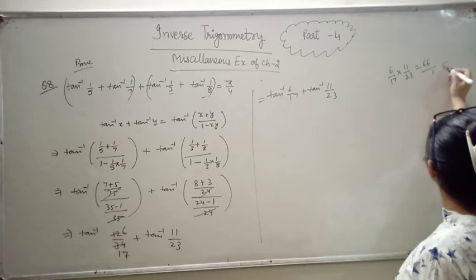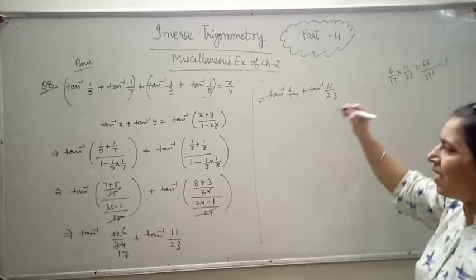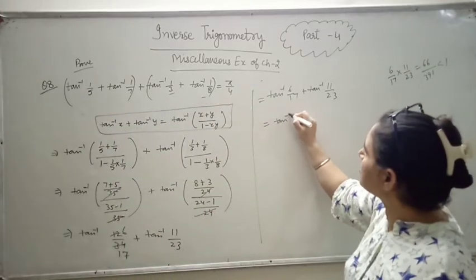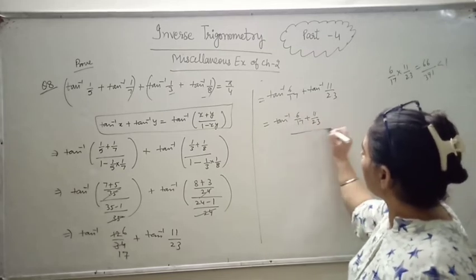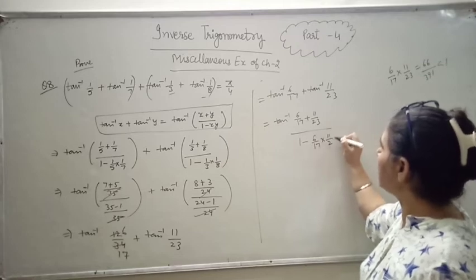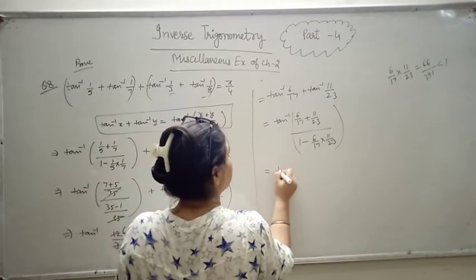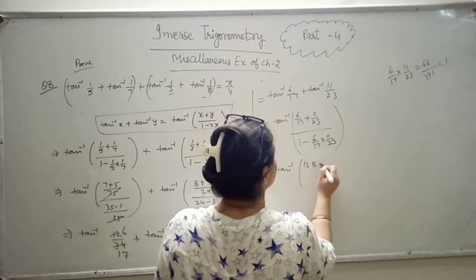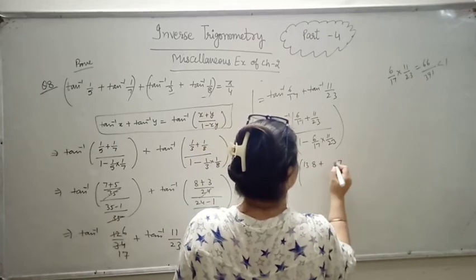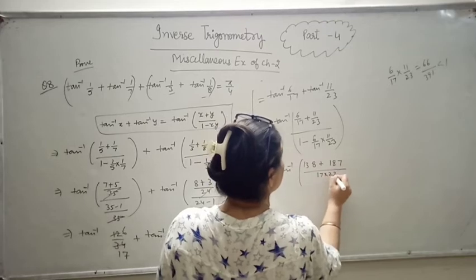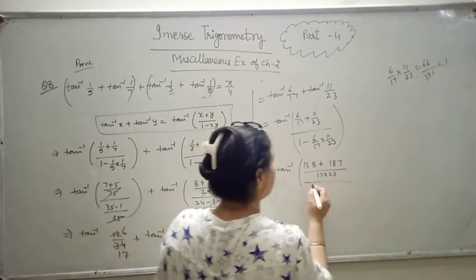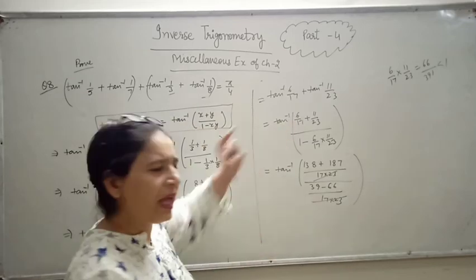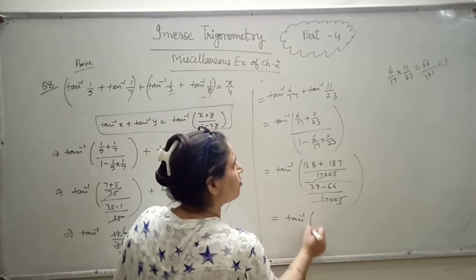17 into 23, which is less than 1, you can see this too. So I can apply this identity again, tan inverse A plus B upon 1 minus A into B. So what it would become, tan inverse, what is this, and what is 17 into 23. 17 into 23 I have calculated, this 391 minus 66 upon 17 into 23, this is cancelled. Again it is simple calculation, I am not doing anything extra, only calculation.